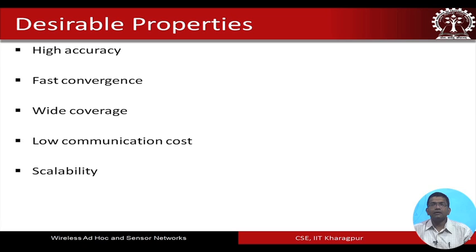Under those challenges, one has to come up with localization schemes. Now, there are some desirable properties of underwater localization schemes. The localization schemes have to be highly accurate. That is quite obvious, because if there is too much error in the localization of the different nodes, such a scheme will not be very useful. So, high accuracy, fast convergence, that means that very quickly one has to come up with the location of the unknown nodes. Then wide coverage, which I do not need to elaborate further, low communication cost, also the same thing, and scalability. That means that if the number of nodes is increased, the localization scheme that you propose can be extended to the new set of nodes that are deployed.